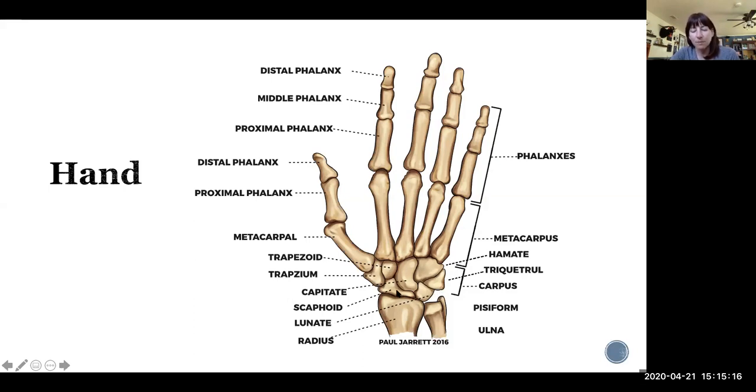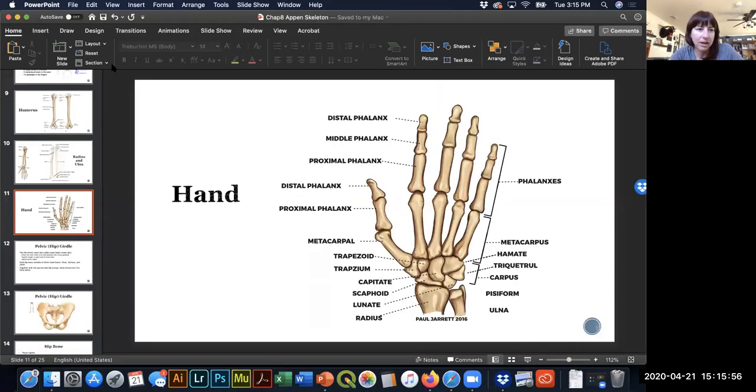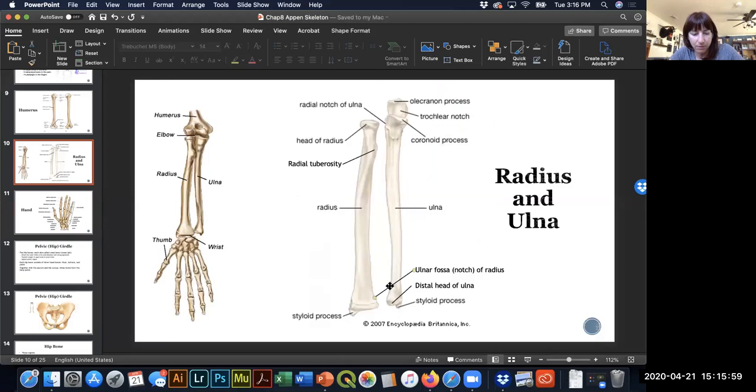There are various mnemonic devices for remembering these. If you remember yours, shout it out. If you go from thumb to wrist, you can make a little song to learn them from left to right: trapezoid, trapezium, capitate, hamate, scaphoid, lunate, and the pisiform. That's your pisiform bone. I don't know why there isn't a line there.